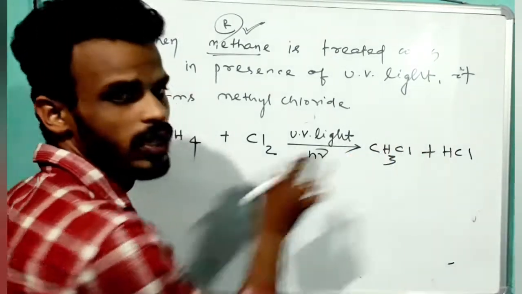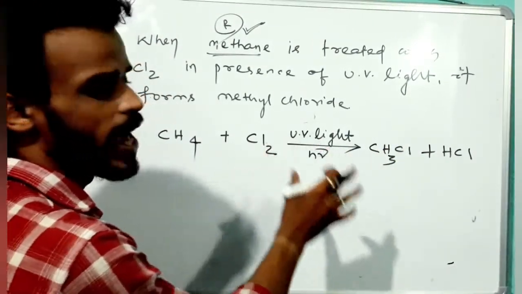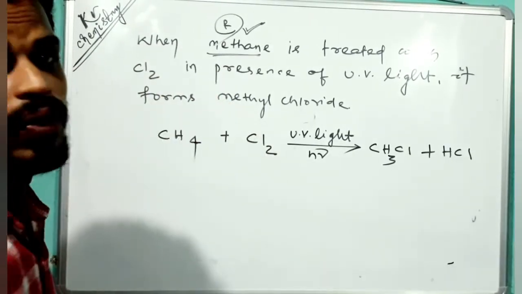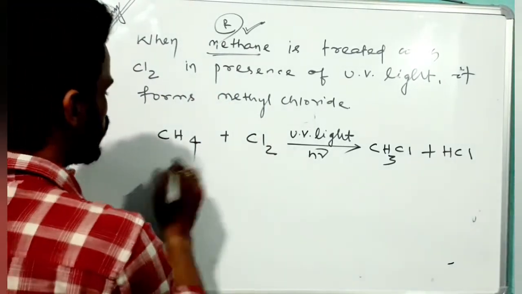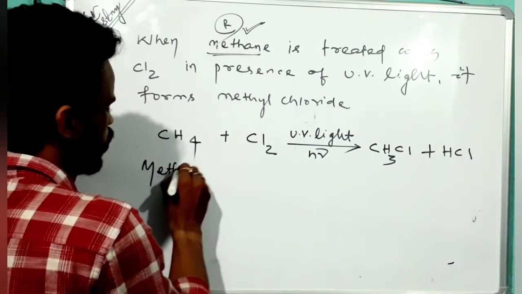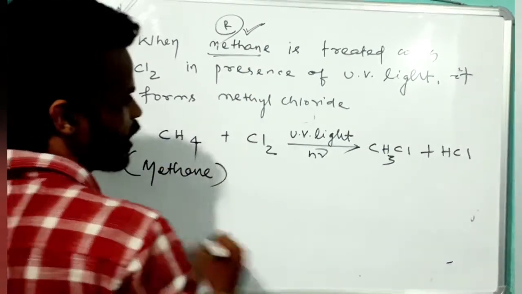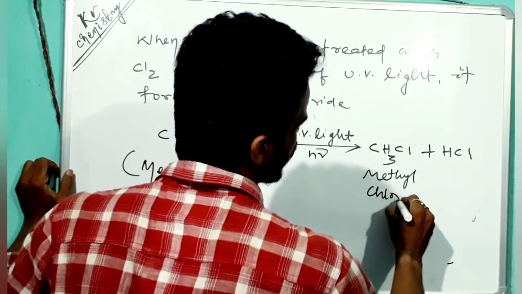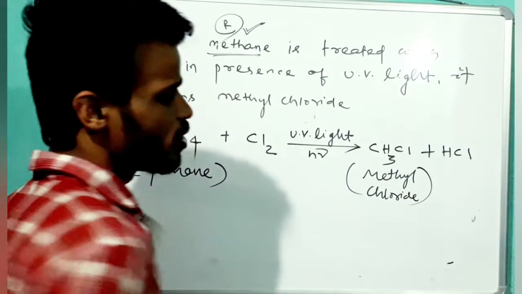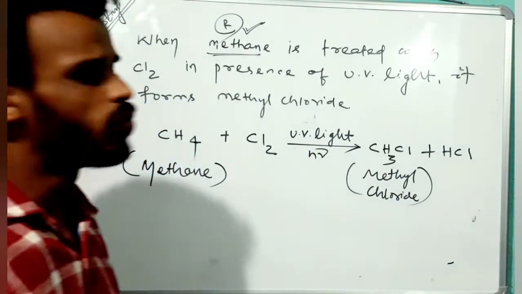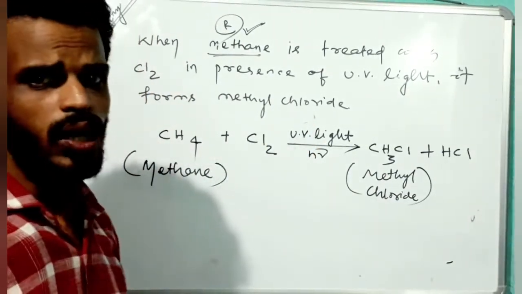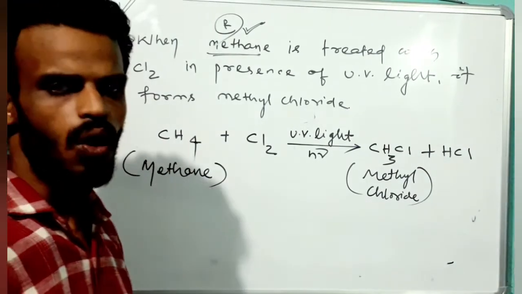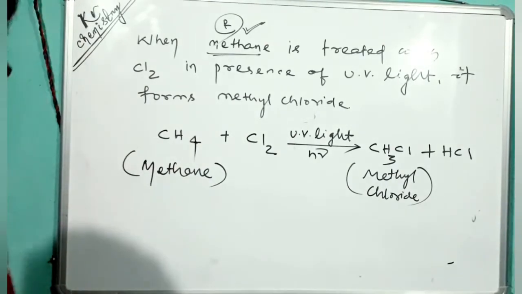So this is how you can write a chemical reaction from the theory of an organic compound. Write the name of the compound, that is methane, and here it is methyl chloride. This is the overall reaction, and this is the total preparation of haloalkanes.